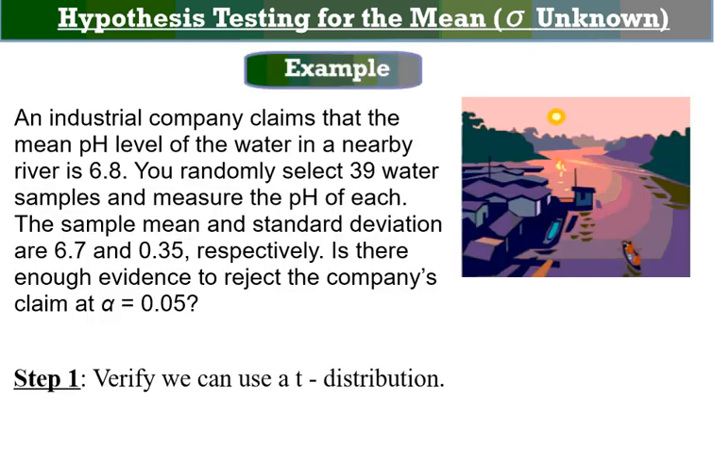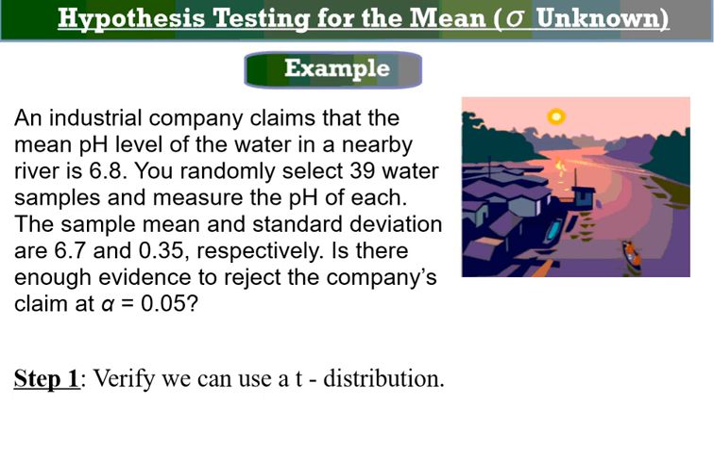Example, let's say an industrial company is near a river, and they're claiming that the pH in the water nearby is 6.8. And we're going to see whether that's actually true. So we're going to see if they need to be held accountable.